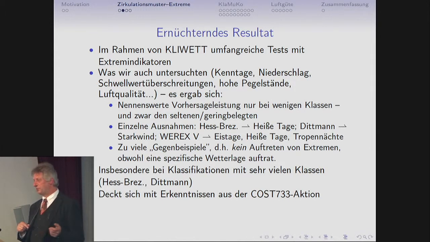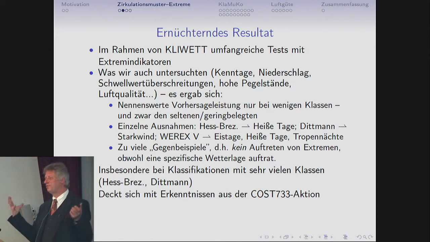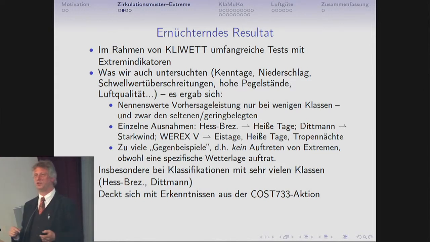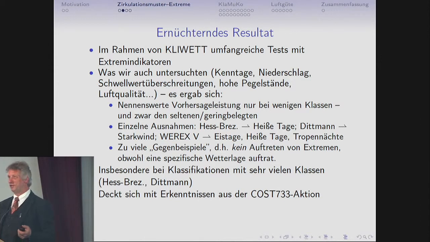There were some exceptions, hot days, there were some classifications of Hess-Brezowsky and the Dittmann classification. This was very good for strong winds. For Variax 5, there were some classes that were very good for predicting icy days and hot days and tropical nights. So sometimes there was a class, a certain circulation pattern, but still there were none of the expected extremes. So this was the dilemma in it.